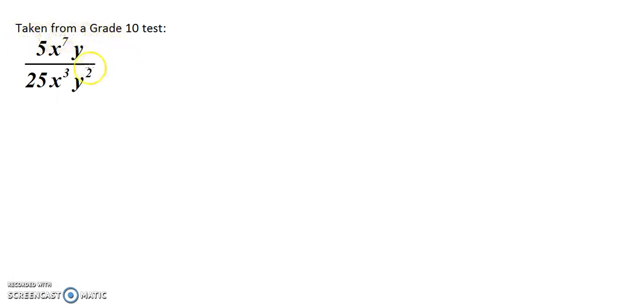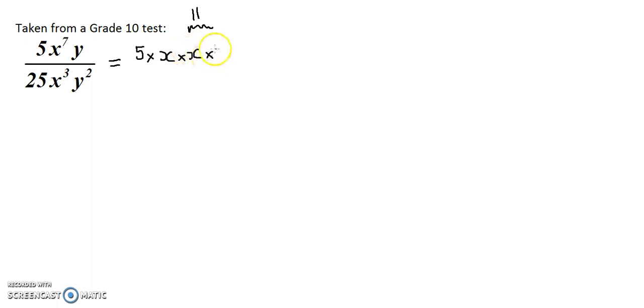We're going to look at a question taken from a grade 10 test. Now, what will make you feel unhappy about this is the fact that it's in a fraction. But fraction problems are actually really fun. Why? Because we can get rid of a whole lot of things. Now, the first thing I'm going to do is write this fraction, or all the exponents, in expanded form. The only reason I'm doing this is to show you what we're actually doing when we're subtracting exponents and things like that.